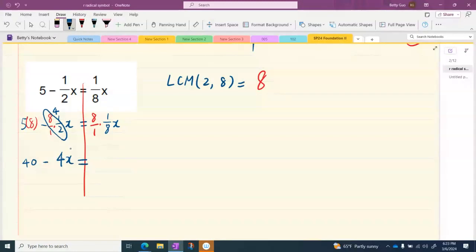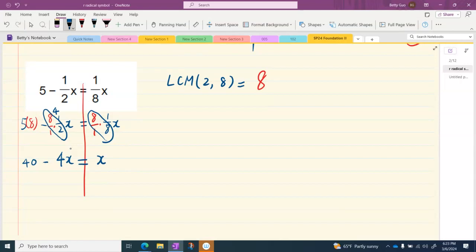The two terms on the right: 8 cancels 8, right? 8 over 8 is 1. x has 1 as a coefficient. So we have no denominators. That's how we eliminate denominators from an equation. It's a very useful technique.